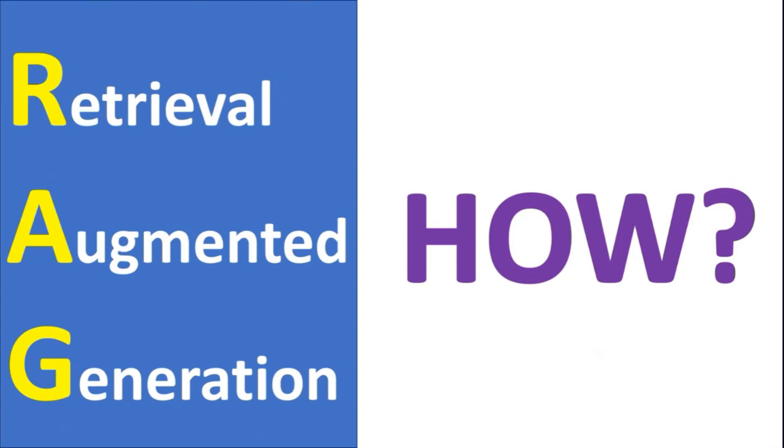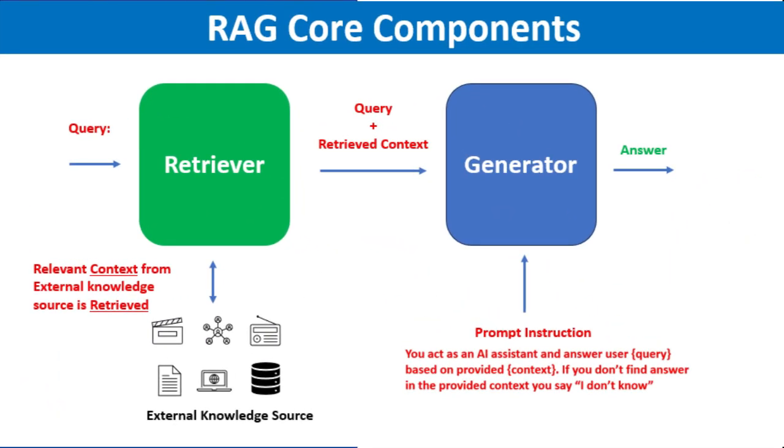Now we are going to learn how to implement RAG. If you remember, in RAG there were two core components, the retriever and the generator. The retriever is the heart of the RAG pipeline or RAG architecture, because the retriever is the one which retrieves the external knowledge from the external data sources, which is used by the language model to produce the response. So therefore, we need to focus more on the retriever.